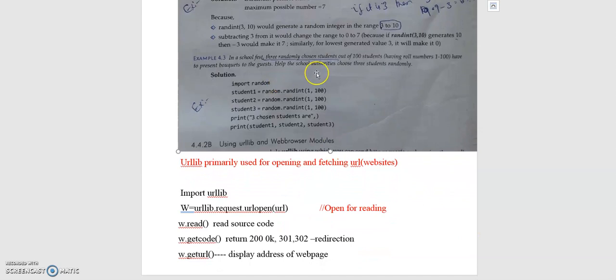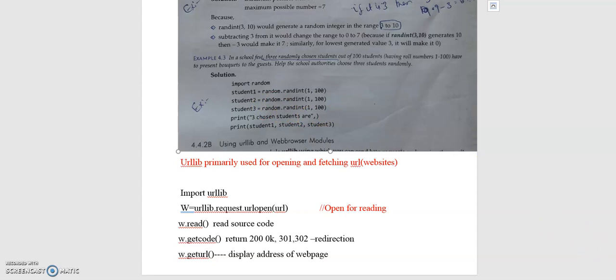Then this is the program where we randomly choose 3 students. The randint will randomly pick any one of the students. The program will randomly choose the students out of 100 students.